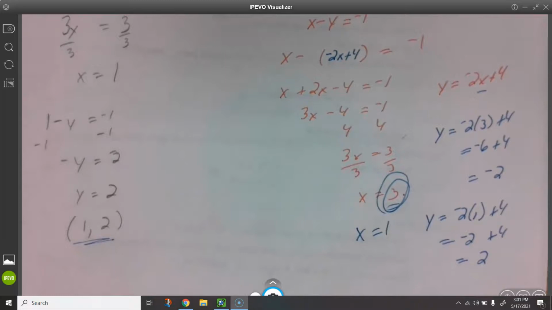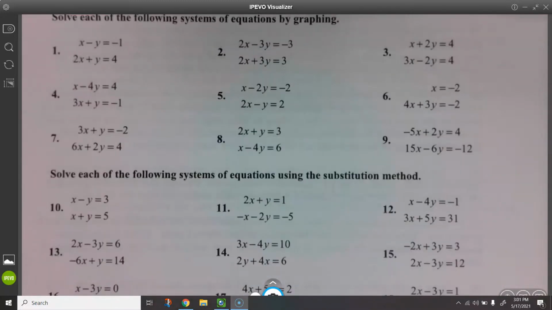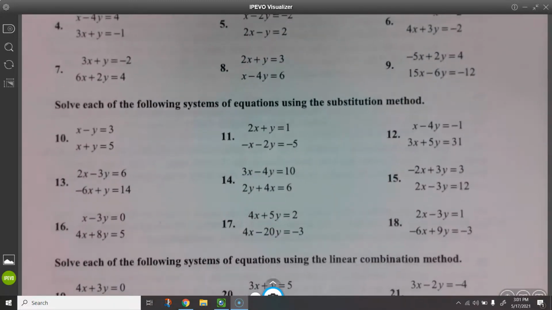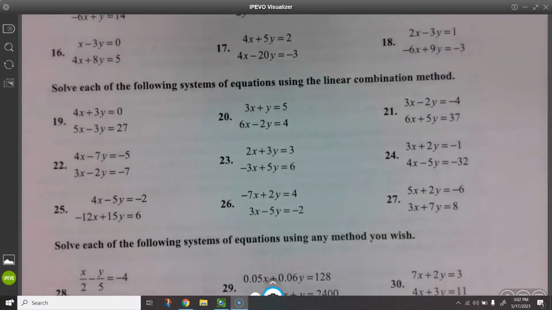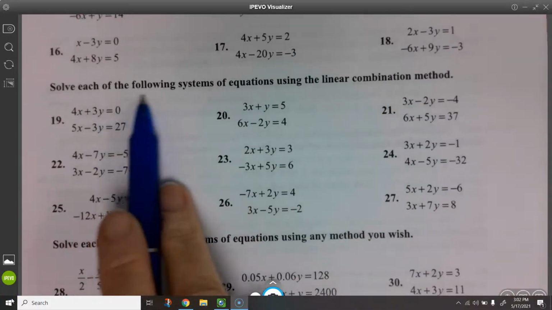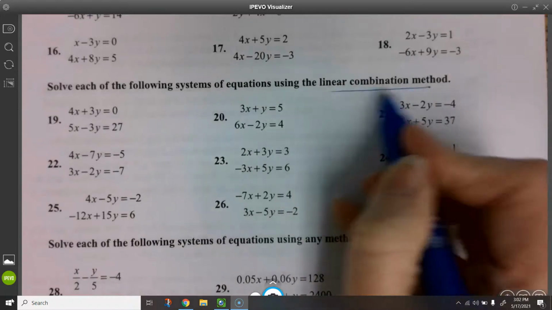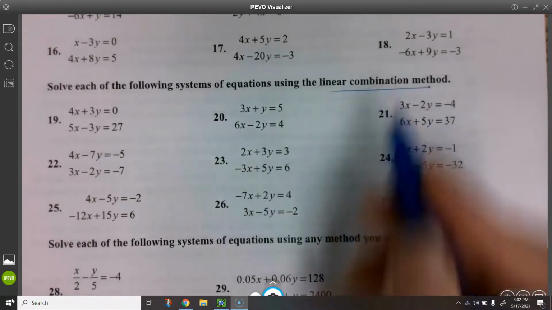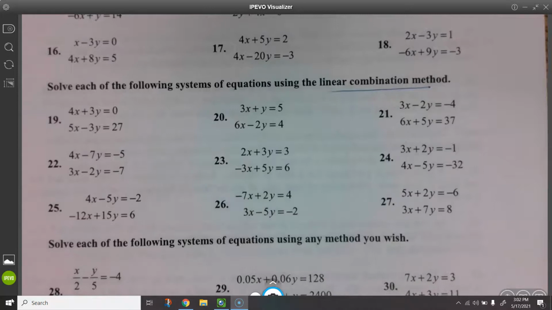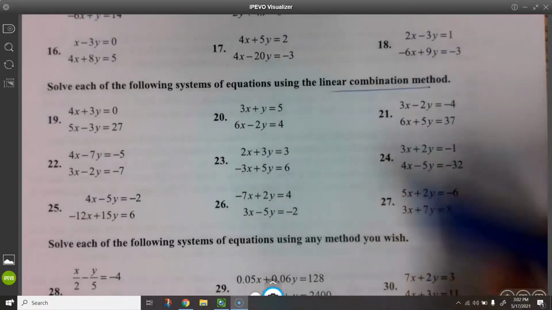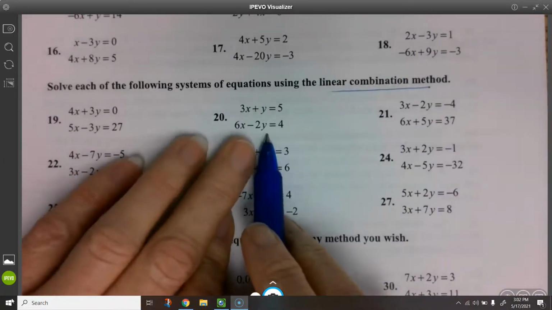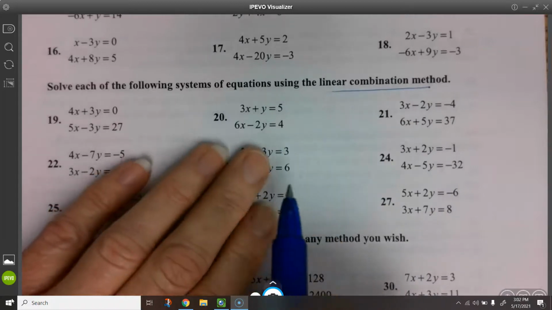Okay, let's find one that's a little yuckier with elimination. So we're going to look at these, and it actually says solve these by linear combination, which is the elimination method. Sometimes it's called linear combination because you're combining two lines, two linear equations. So let's just look at a couple, and we're not going to solve all of them because I don't want to take up all your time.